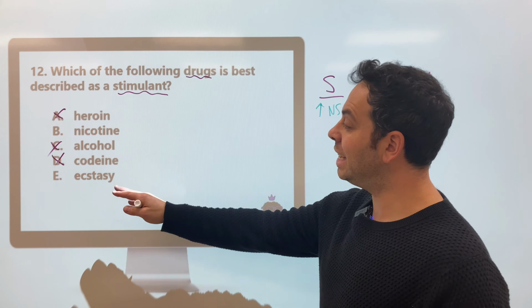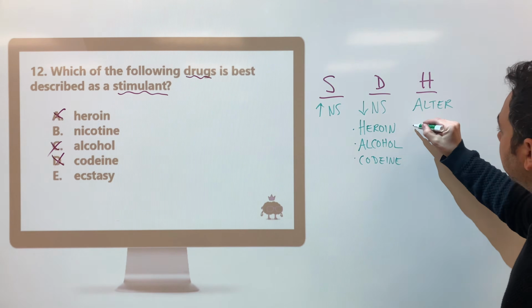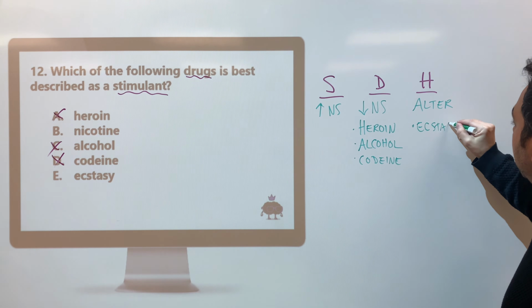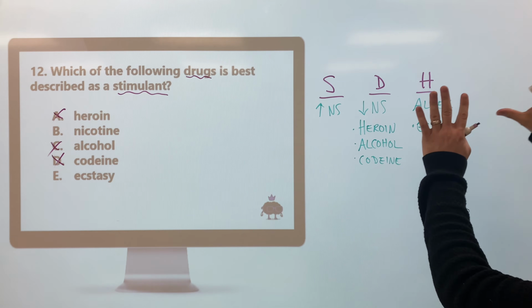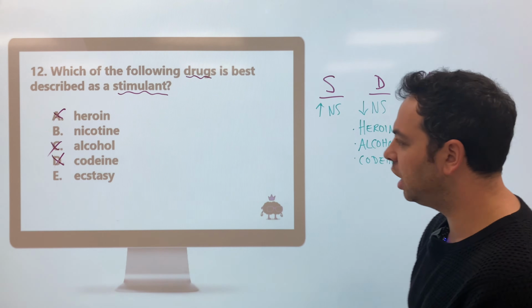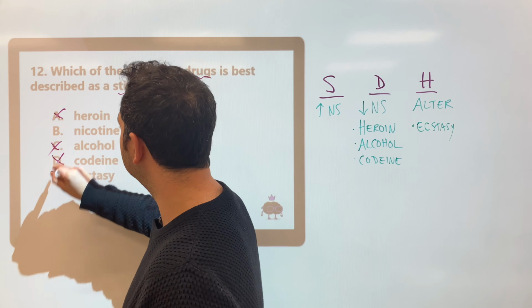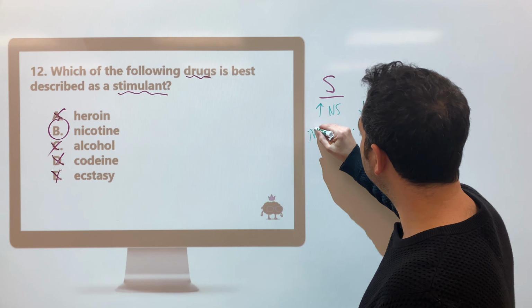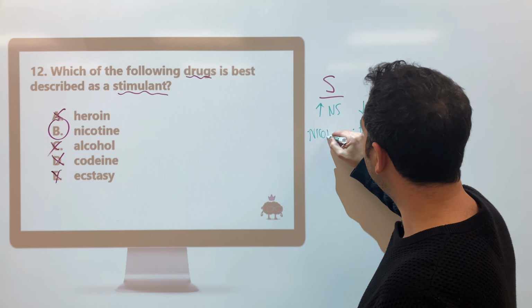All right, and let's go to letter E, ecstasy. Now, ecstasy is typically categorized as a mild hallucinogen. Now, yes, it could be a stimulant, but we're going to put it under a mild hallucinogen, which tells us that our only stimulant is B, nicotine. Okay, increases heartbeat, found in cigarettes, so B is our answer.